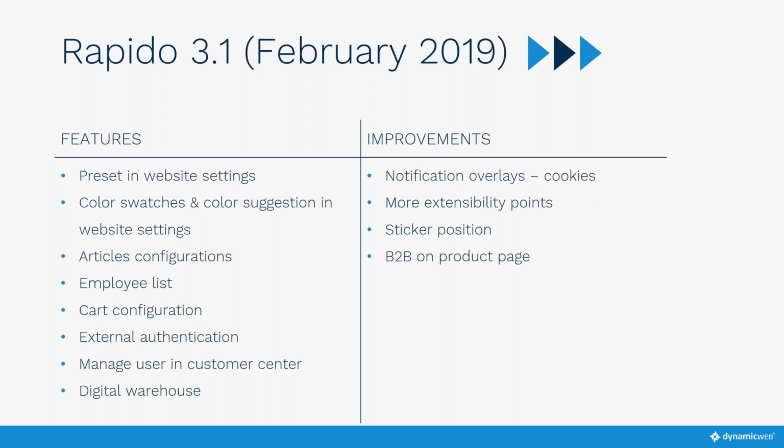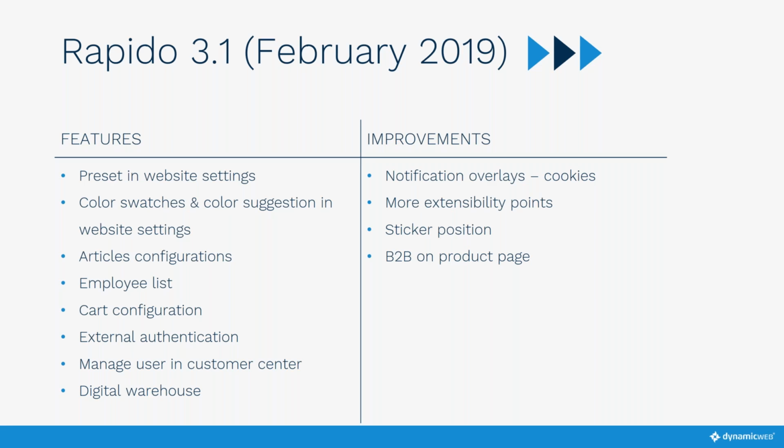In February, we will release Rapido 3.1, and we have some different features that will appear there, and some of them are also closely connected to the Dynamicweb release that we have in January. We will have presets in website settings, which will allow you to pick some predefined setup of the websites that we already have. So you have those predefined designs you can pick, but you're still allowed to edit the settings as you do today.